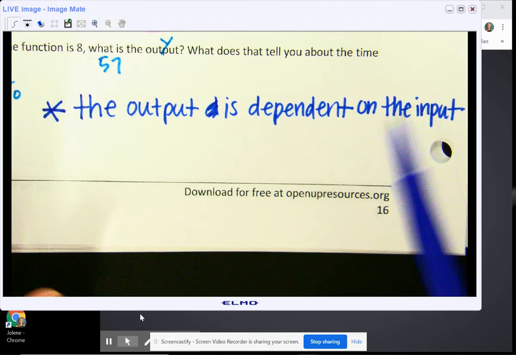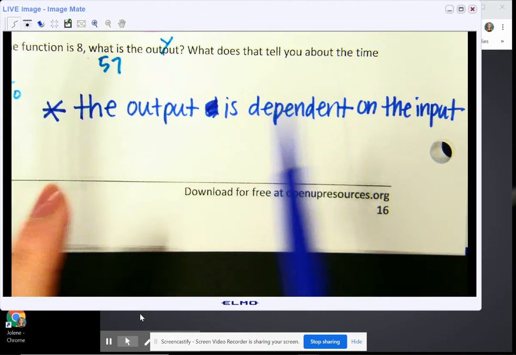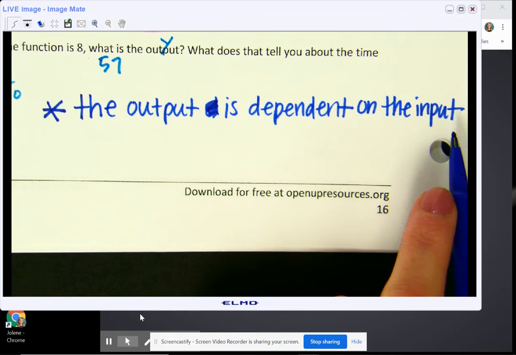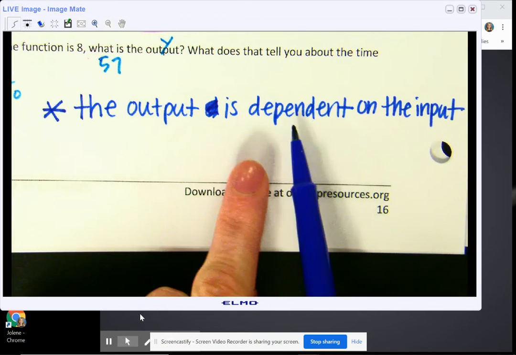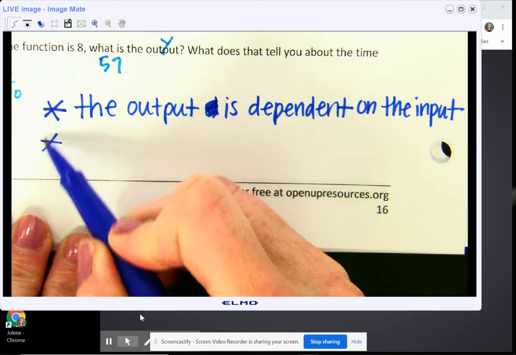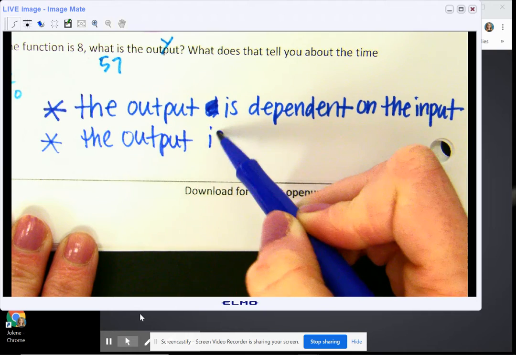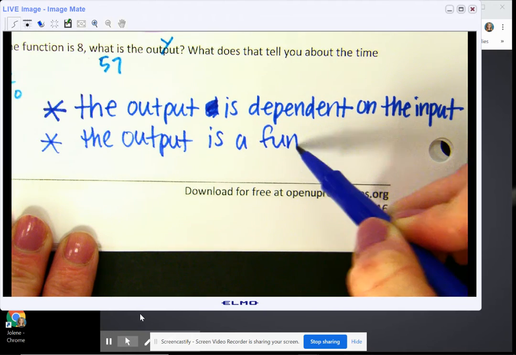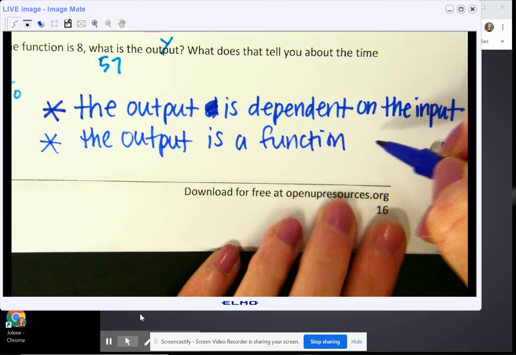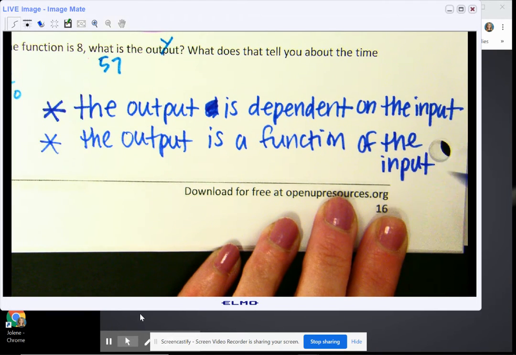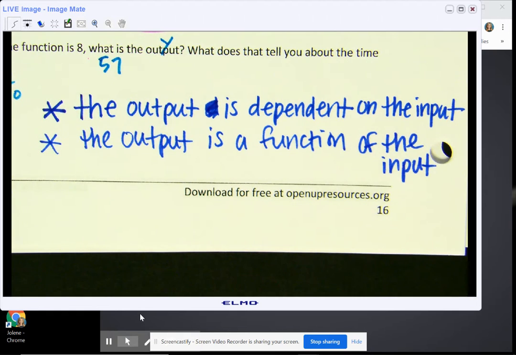Now, what this means is that the output is a function of the input. So the output being dependent on the input means that the output is a function of the input. So the output is a function of the input because the output is dependent on the input.